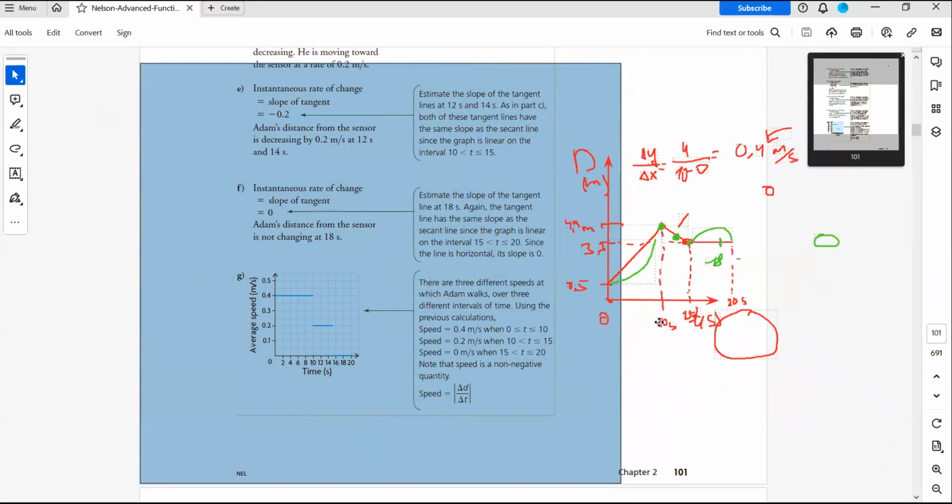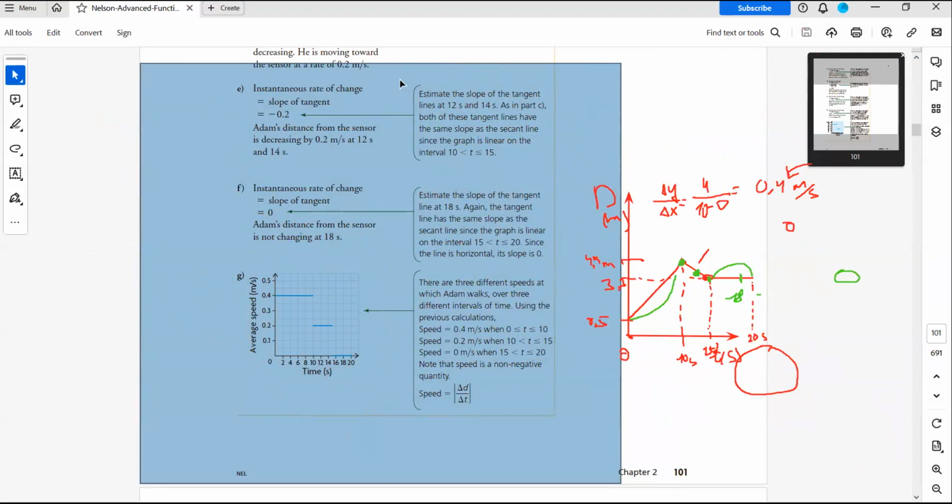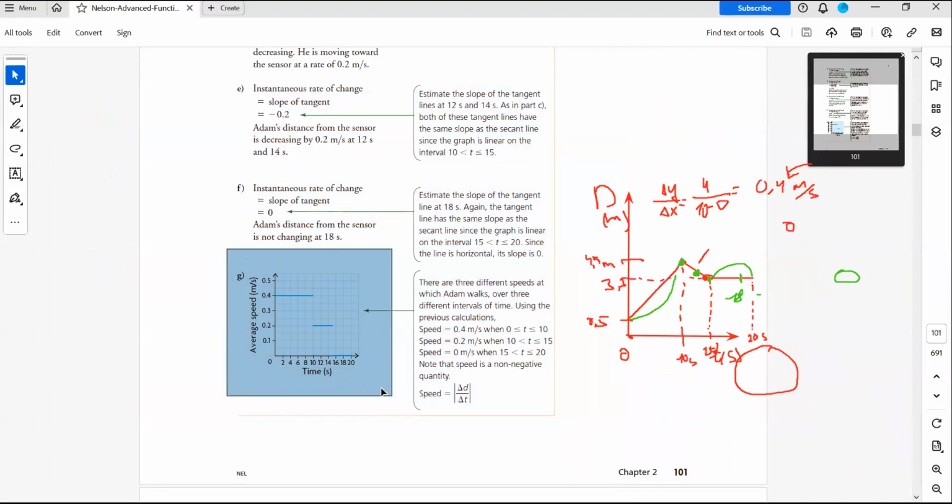So this is the distance over time graph, and this is the speed over time graph. And you can see that for the first 10 seconds he was walking away at a constant speed. What does it mean?